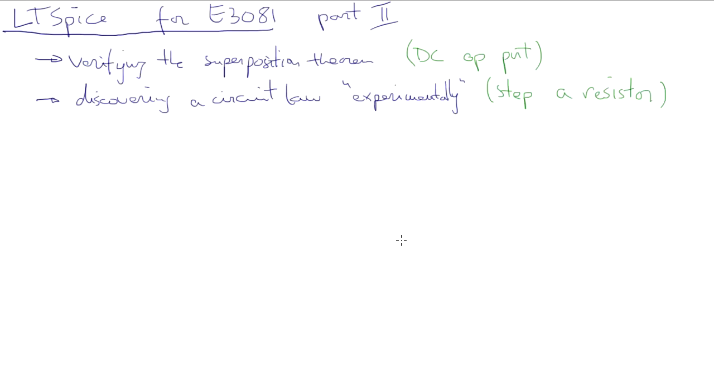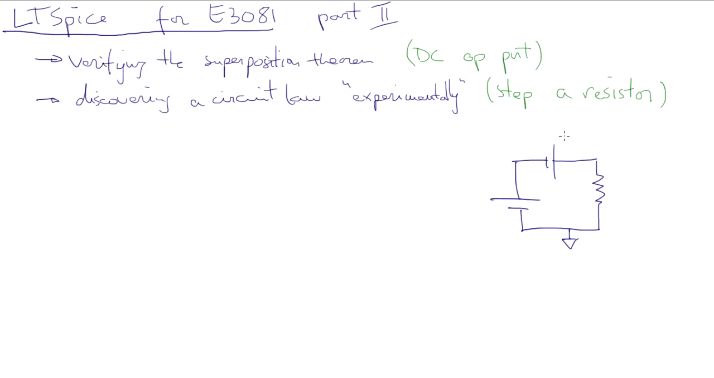To begin, we will create a very simple circuit which consists of only a voltage source, a second voltage source, and a single resistor. We'll assign this node as the ground node, and this is our circuit.